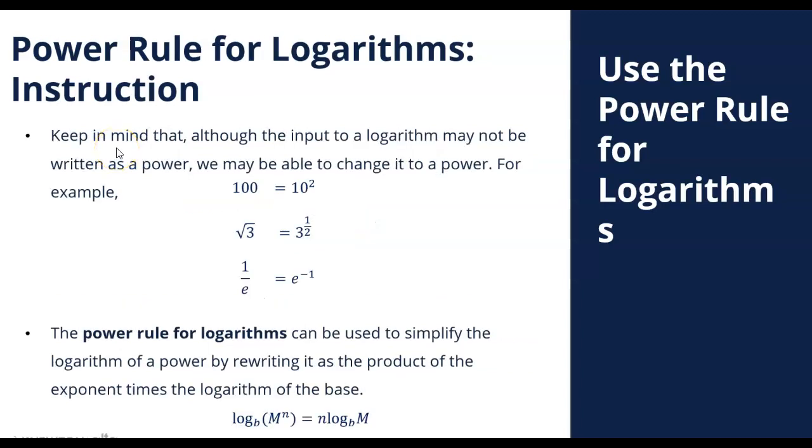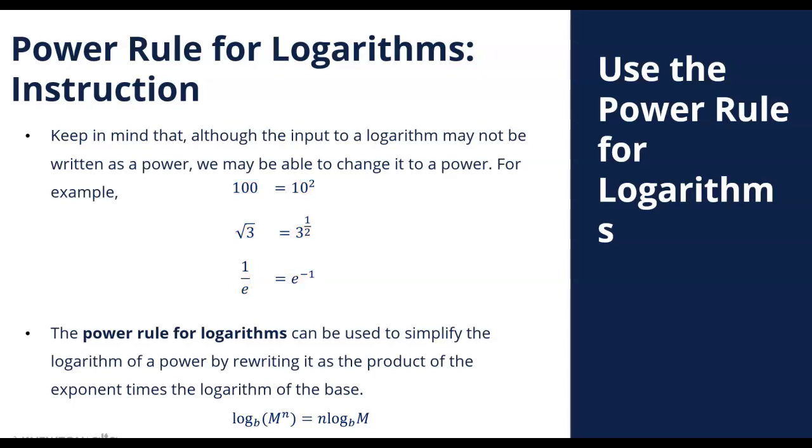Keep in mind that although the input to a logarithm may not be written as a power, we may be able to change it to a power. For example, 100 may be written as 10 squared. So this is the exponential form of 100. And square root of 3 may also be written as 3 to the 1/2. 1 over e may be written as e to the -1.